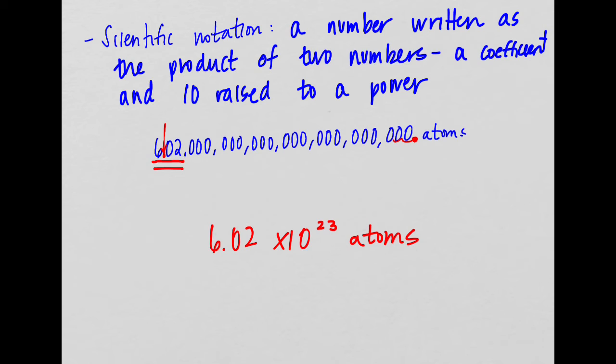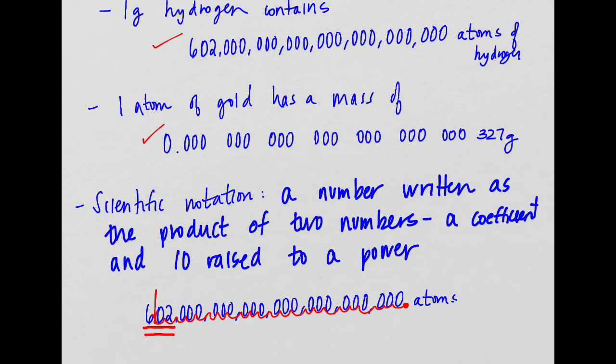So here we go. We're going to count. 1, 2, 3, 4, 5, 6, 7, 8, 9, 10, 11, 12, 13, 14, 15, 16, 17, 18, 19, 20, 21, 22, 23. All right, I've moved that over 23 times to the left, right? That's how I got this 23. That's where that exponent comes from. So it means that I have 6.02, and then I move this over 23 times, and I fill in all those little spaces with zeros, right? Okay. All right, so that's how I would write that value. What about this value?